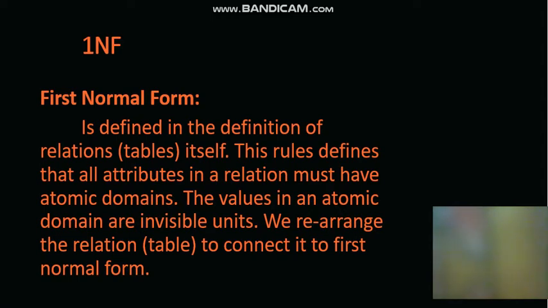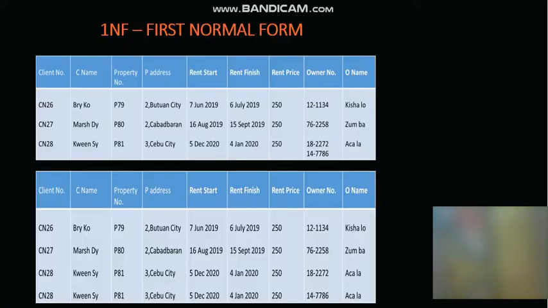The first normal form is defined in the definition of relations tables itself. These rules define that all attributes in the relation must have atomic domains. The values in an atomic domain are indivisible units. So we rearrange the relation table to convert it to the first normal form. Here, this is the first normal form table, and these are the entities we have. What I did is I took the client number, the client name, the property number, address, rent start, rent finish, rent price, owner number, and owner name.